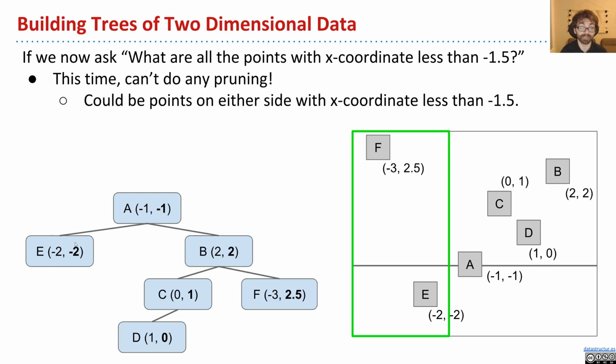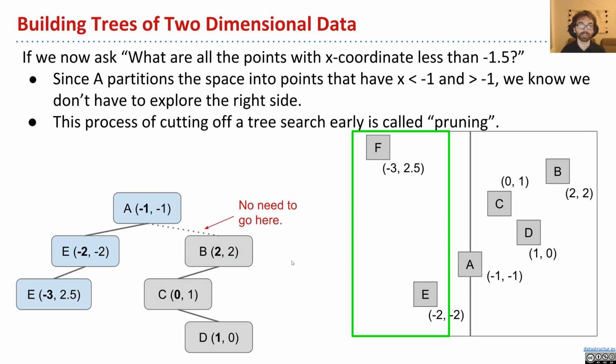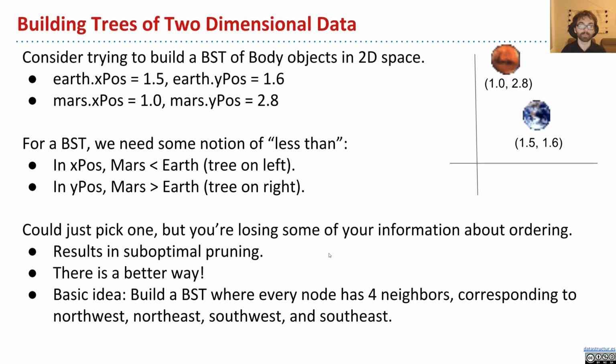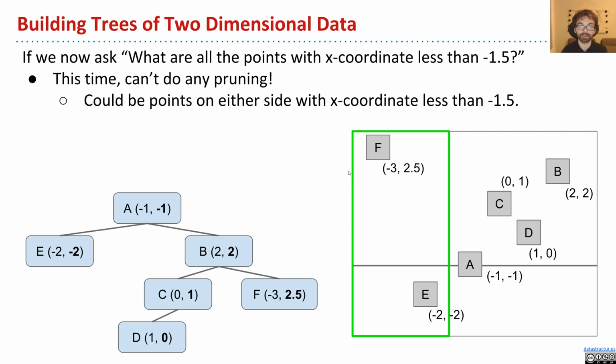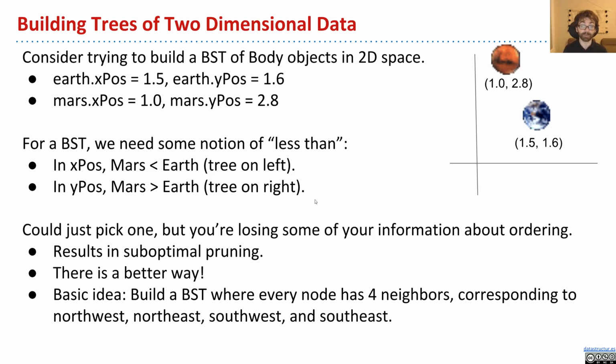We can't say, it is possible, and indeed it is the case, that both the left side and the right-hand side have a point that satisfies the condition. In particular, E, which is on the left, and F, which is on the right. So here, our choice of which dimension to use made a really big difference in terms of how much of the tree we needed to explore. So we can do better than this. That's the good news. This is the bad news, that if you just use one coordinate, it's not so good, but we can do better, and that will be the good news.